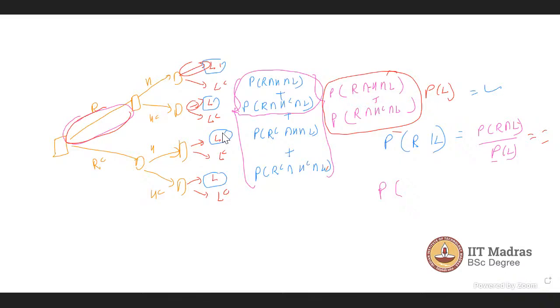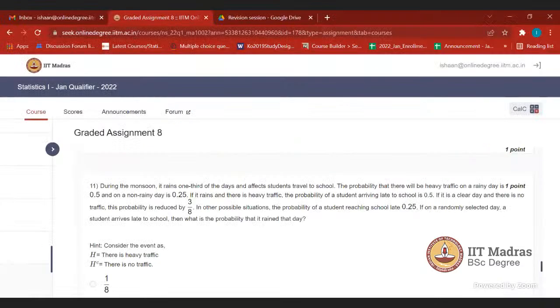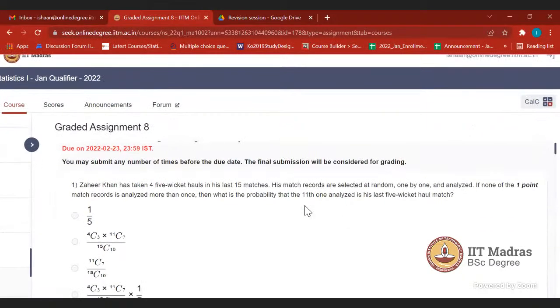Okay, anything else? The first question, I'm still not clear. The cricket one, I'm not able to understand the question. Here he has taken 4 5-wicket hauls in his last 15 matches. We are selecting his matches one by one and analyzing them, and we analyze one match only one time, not more than that. So in the last 15 matches, he has taken 5 wickets in 4 matches.